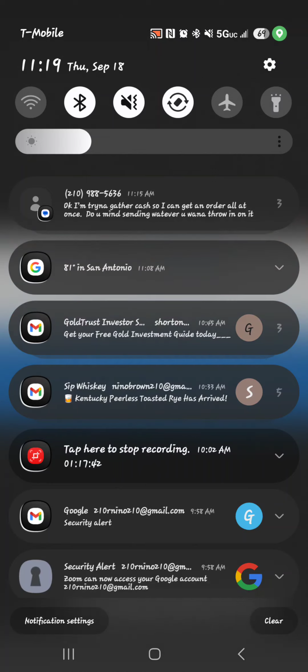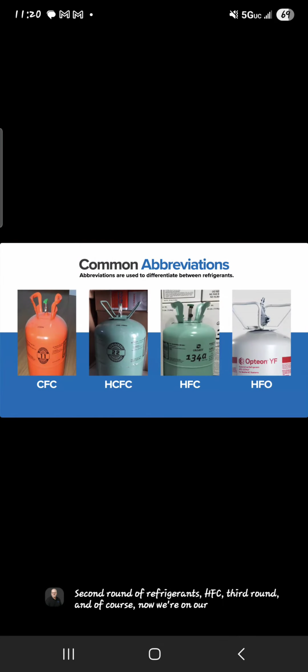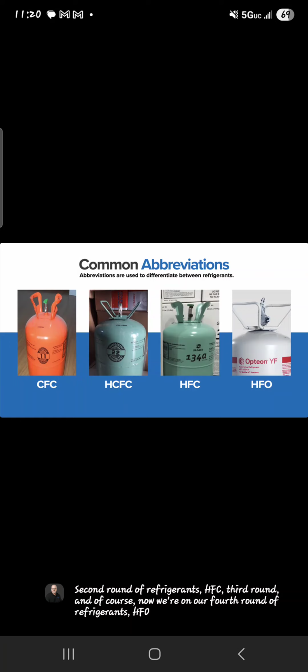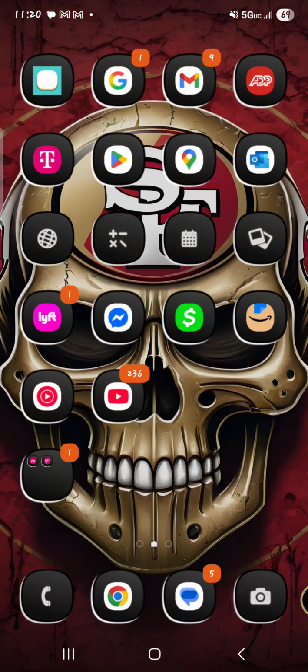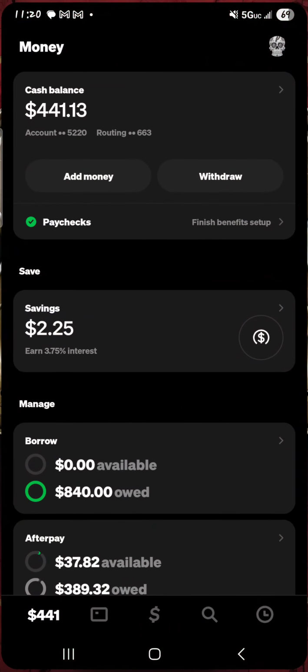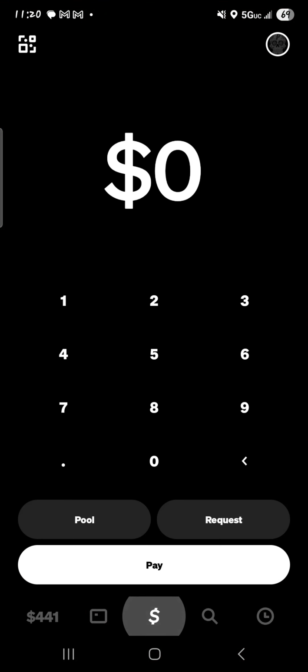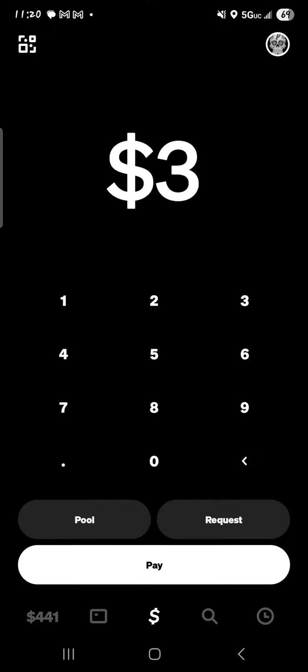All right. So common abbreviations, you got your CFCs. These were the first refrigerants. HCFC, second round of refrigerants. HFC, third round. And of course, now we're on our fourth round of refrigerants, HFOs. So we got to break these guys down and understand what they are. CFCs, chlorofluorocarbon. Chlorine, fluorine, and carbon.